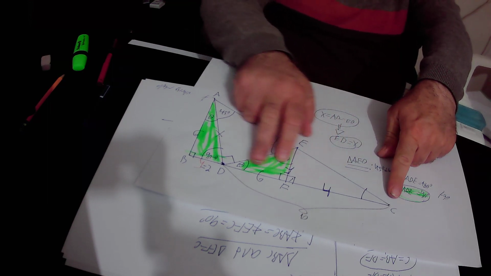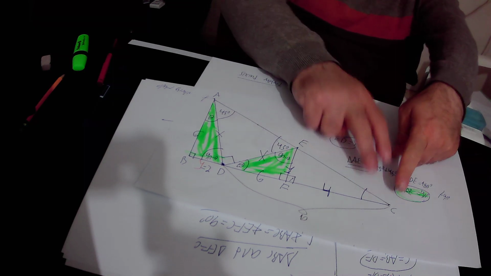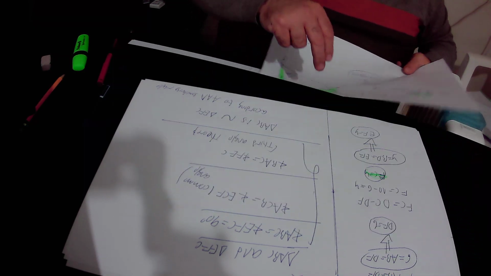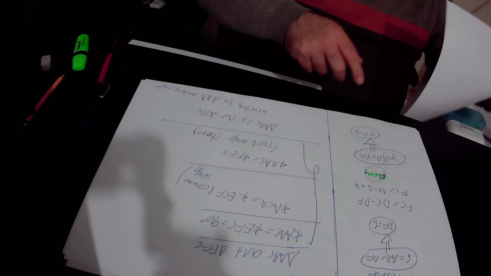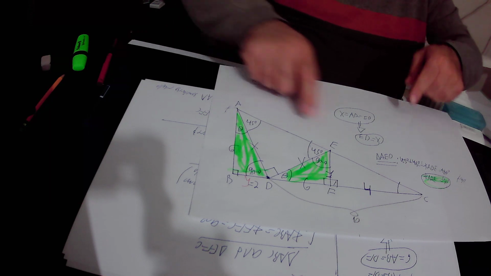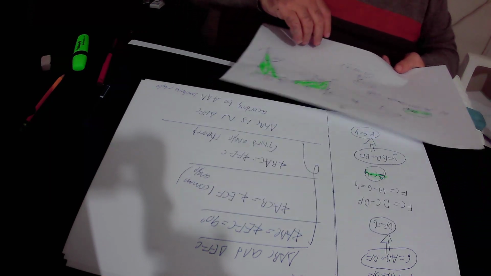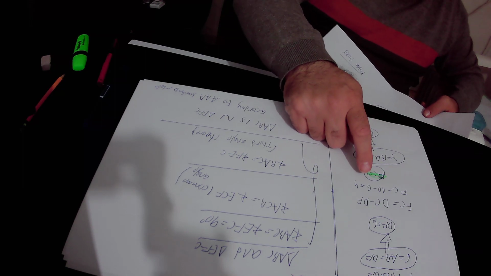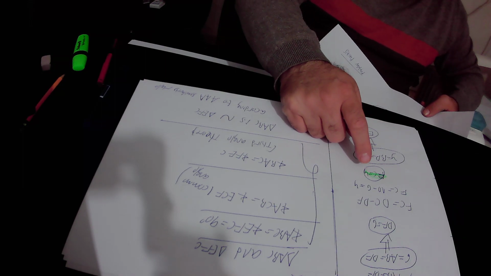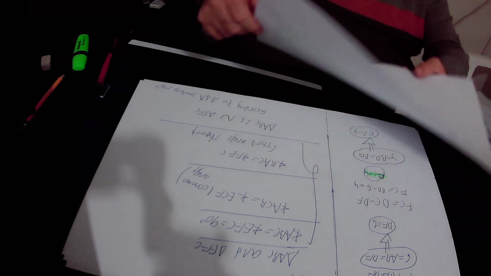EC equals DC minus DF. Again, FC equals DC minus DF. DC equals 10, DF equals 6, so FC equals 10 minus 6, that is 4. So we found out that FC equals 4 units.